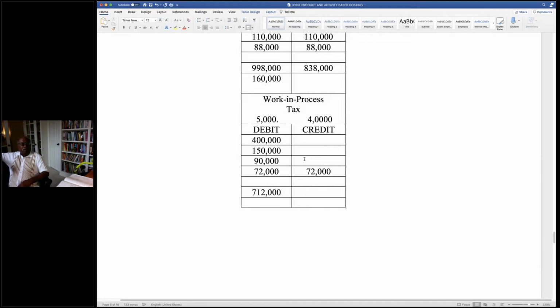Just put down the total amount of the credit. Don't do the individual ones. Just put the total amount. Yeah, the total one next to the 712. 602,000. Which is gonna give you 110,000.